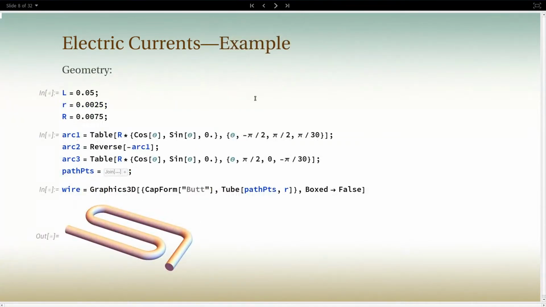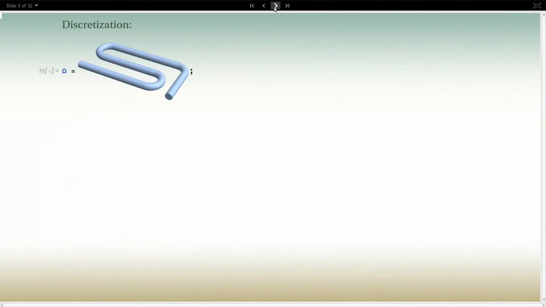So here's an example. It's basically the same example that Devendra already showed. I'm going to talk about this in some more detail. What we have here is a wire that we want to apply a voltage difference to, and we want to see how the current flows in that wire. So this is the geometrical setup for this. This is a discretized wire.